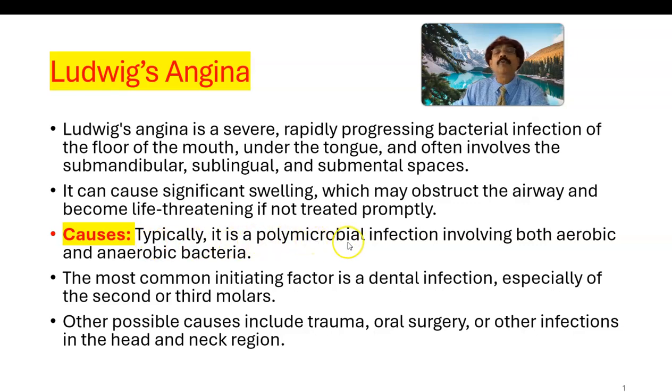Causes: typically it is a polymicrobial infection involving both aerobic and anaerobic bacteria. The most common initiating factor is a dental infection, especially of the second or third molar, particularly the second and third molar teeth of the lower jaw. Other possible causes include trauma, oral surgery, and other infections in the head and neck region. So not only lower jaw, upper jaw teeth infection may also cause Ludwig's angina.